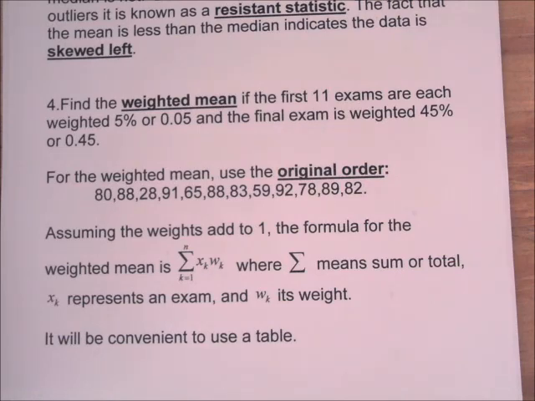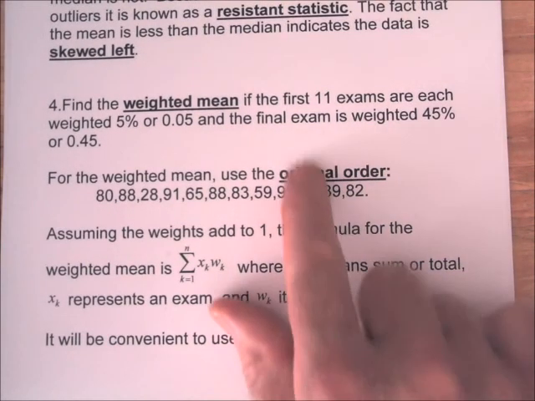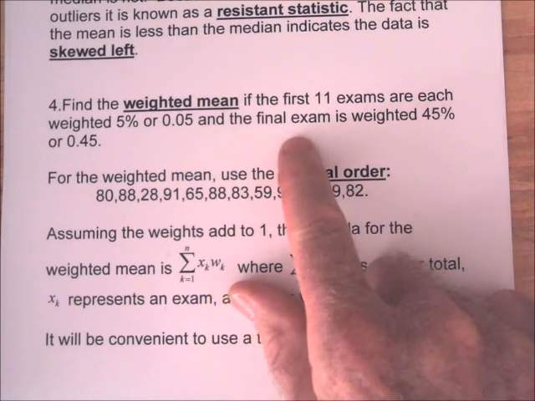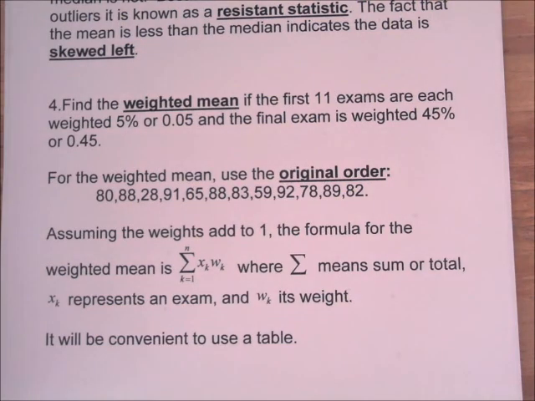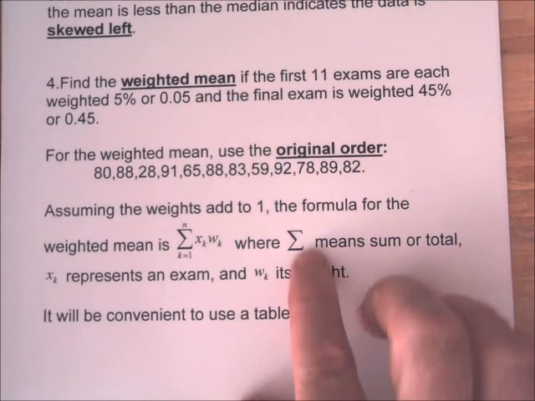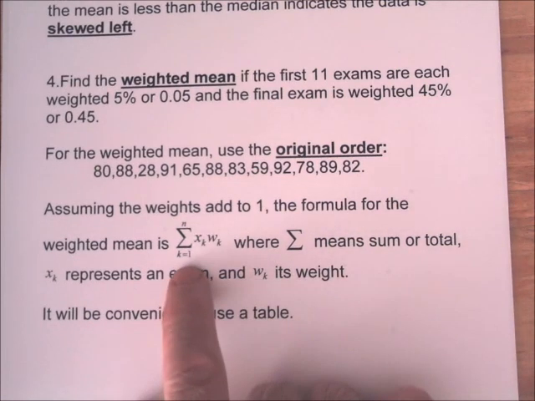Okay, so for this example, we want to find the weighted mean if the first 11 exams are each weighted 5% or 0.05, and the final exam is weighted 45% or 0.45. For the weighted mean, we want to use the original order. And assuming the weights add up to 1, the formula for the weighted mean, there's the sigma notation again.